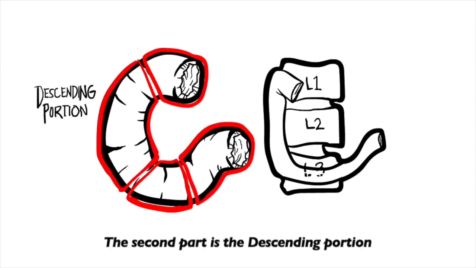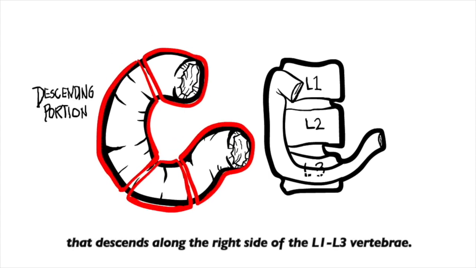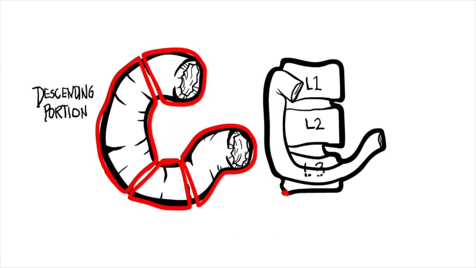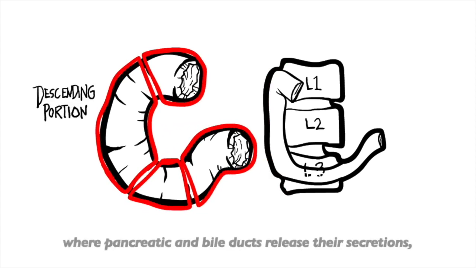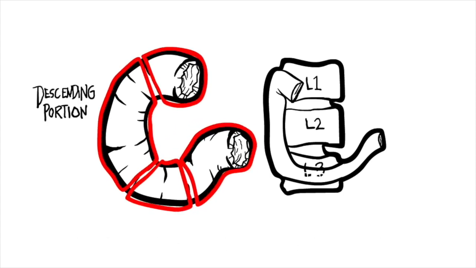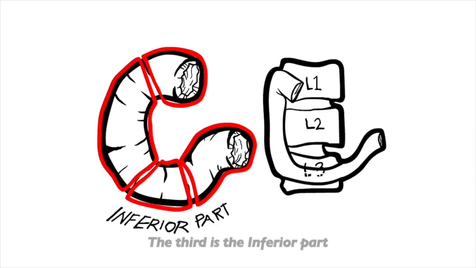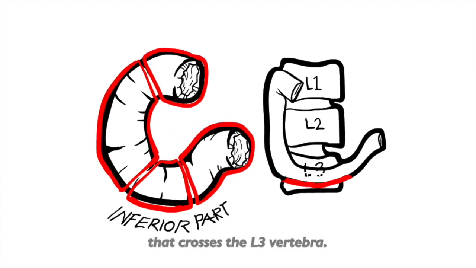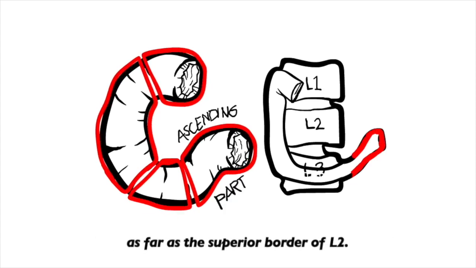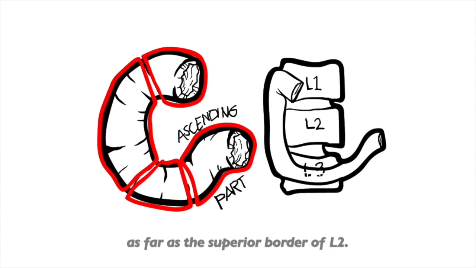The second part is the descending portion that descends along the right side of the L1 to L3 vertebrae. The ampulla of Vater, where pancreatic and bile ducts release their secretions, can be found here. The third is the inferior part that crosses the L3 vertebra. The fourth ascending part arises at the left of L3 to as far as the superior border of L2.